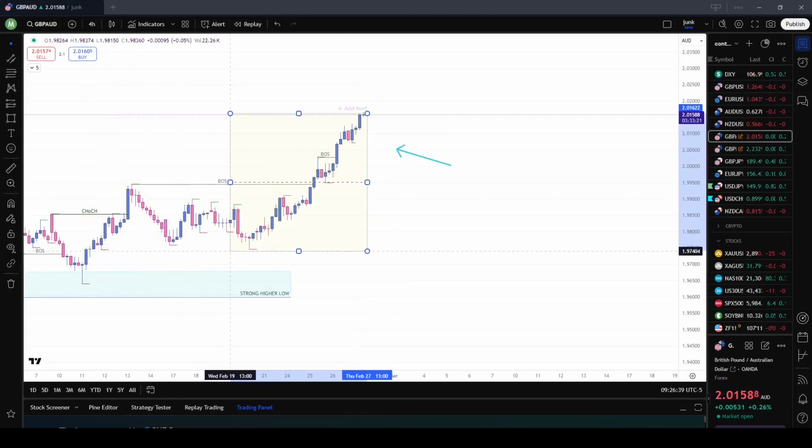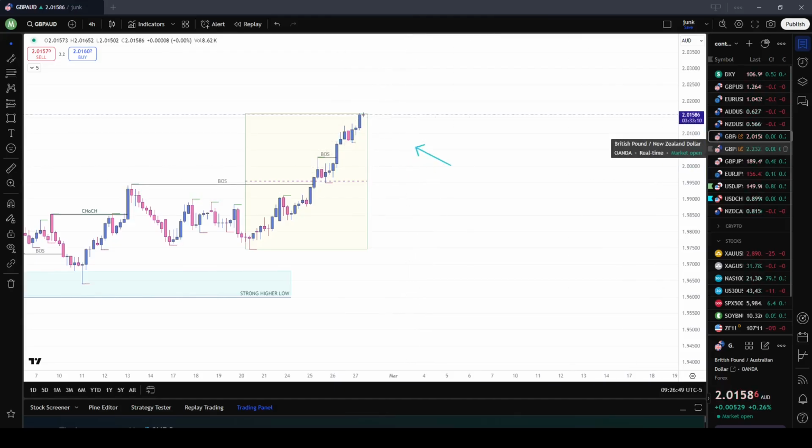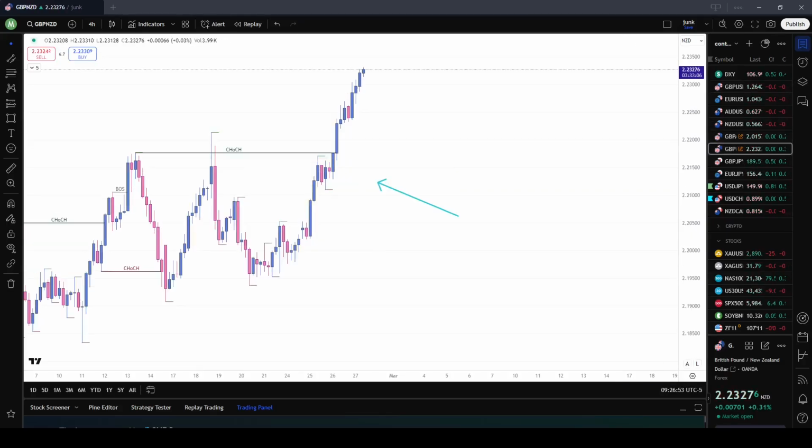Even if you change the range to this, I'm still waiting for any type of pullback into discount. So I'm overall bullish for it, but I'm not seeing any setup. So similar to GBP NZD.